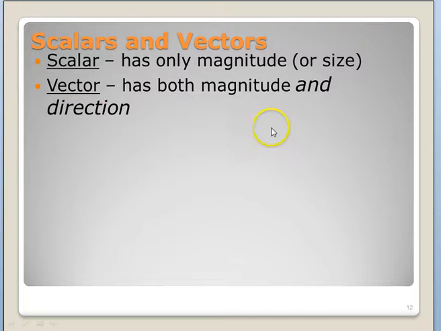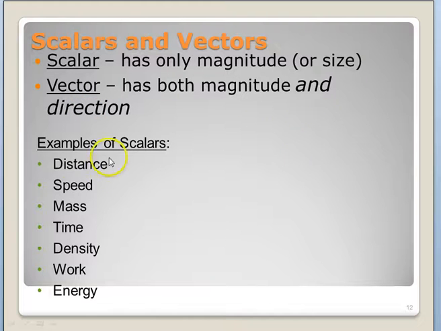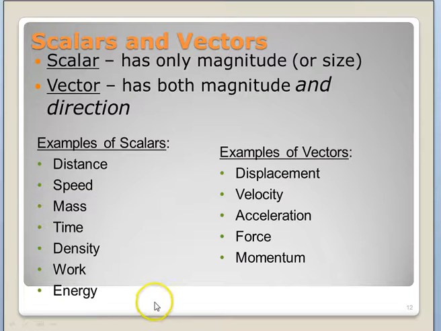All right, so here are some examples of scalar quantities. Distance is one of them. When you talk about a distance, you're not concerned about the direction, you're just concerned about the number, the magnitude, the size. Speed is another one. Mass, time, density, work, energy. Also weight. When you report your weight, you don't say 150 pounds down. You don't give a direction with it. It's just a number.